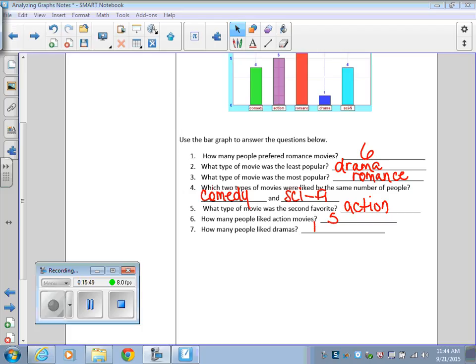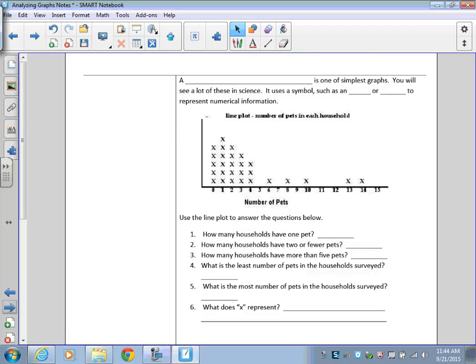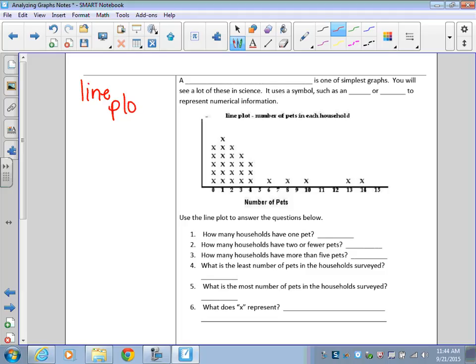Okay, ladies and gentlemen, let's go ahead and go to our final page. Our final page deals with line plots. A line plot is one of the simplest graphs. You will see a lot of these in science. It uses a symbol such as X's or O's to represent numerical information. So in my line, I'm going to write line plot. And on these lines, I'm going to write X or O.